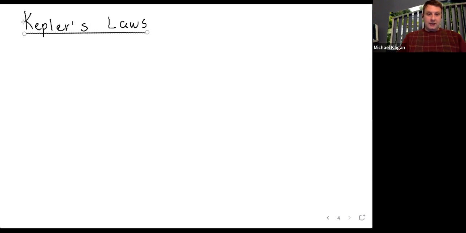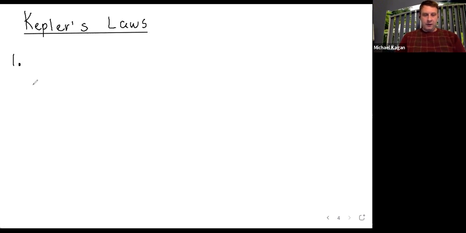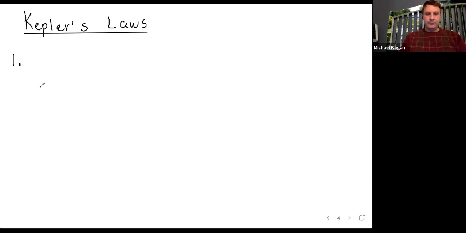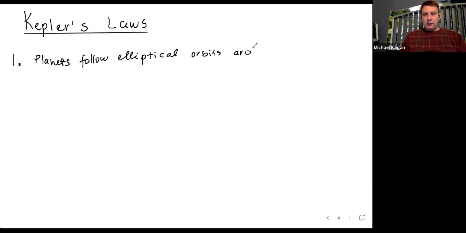So anyhow, I'm going to first state the laws, and then we'll see how we can prove them. I think today, hopefully, we'll get a good idea about it. So first, the first law is that planets follow elliptical orbits around the sun.